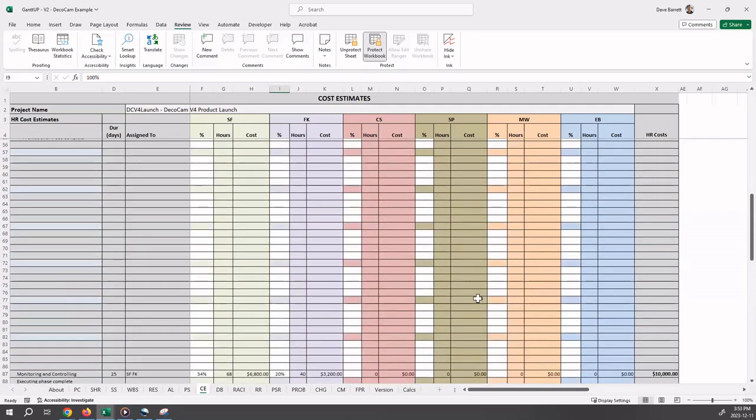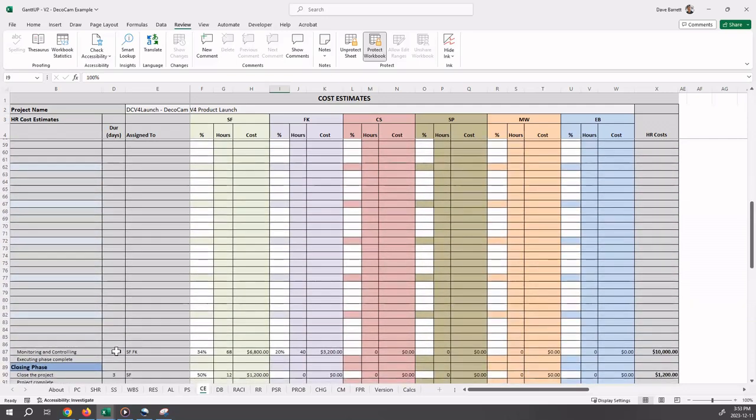Should also ensure that the monitoring and controlling, this is a special activity, should have one or more people assigned. In this case, it's 2, and their costs are reflected there as well.